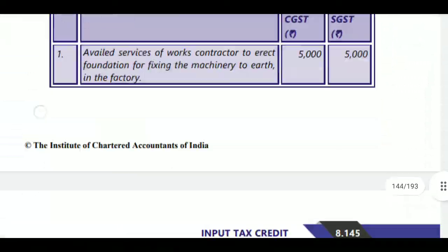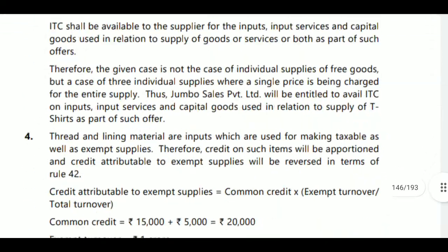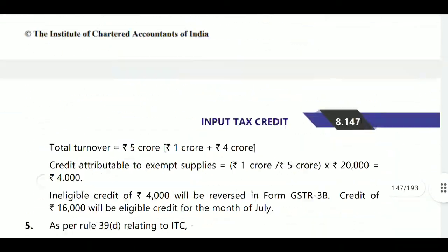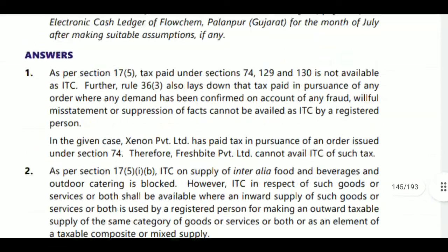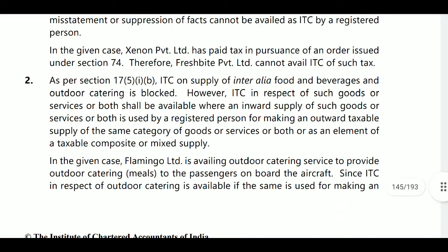If outdoor catering service is procured by it, then it will be treated as a composite or mixed supply along with our services. In that case it will be allowable. In any other cases, the same will not be available. So in our case, under section 17(5), ITC on the supply of food and beverages and outdoor catering services is blocked. So outdoor catering services will be blocked.